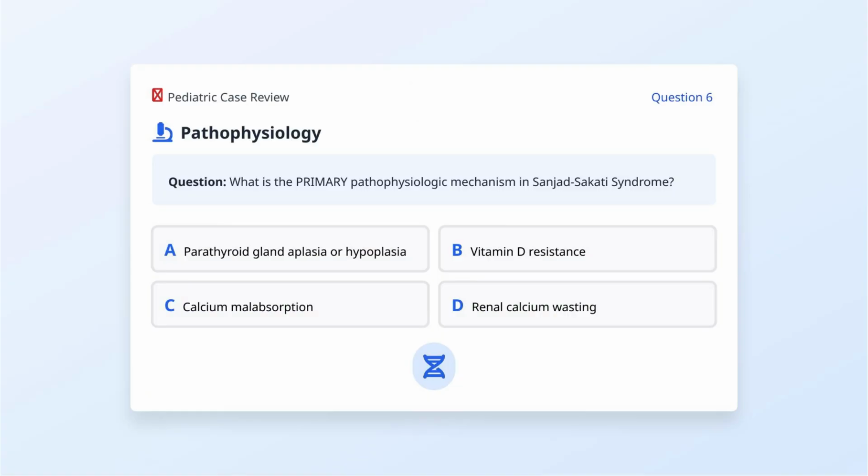What is the primary pathophysiologic mechanism in Sanjad-Sakati syndrome? Option A, parathyroid gland aplasia or hypoplasia. Option B, vitamin D resistance. Option C, calcium malabsorption. Option D, renal calcium wasting. Understanding the underlying mechanism helps guide appropriate management strategies for affected patients.